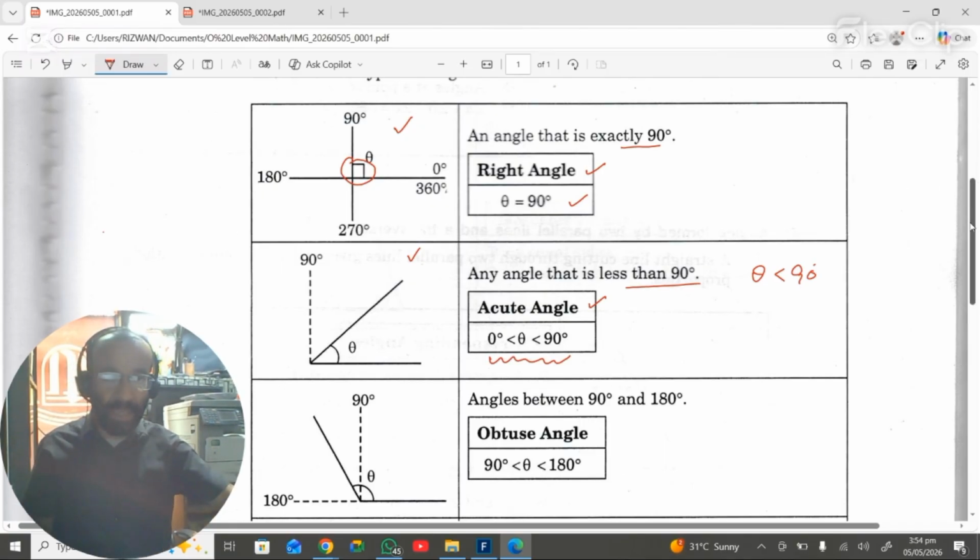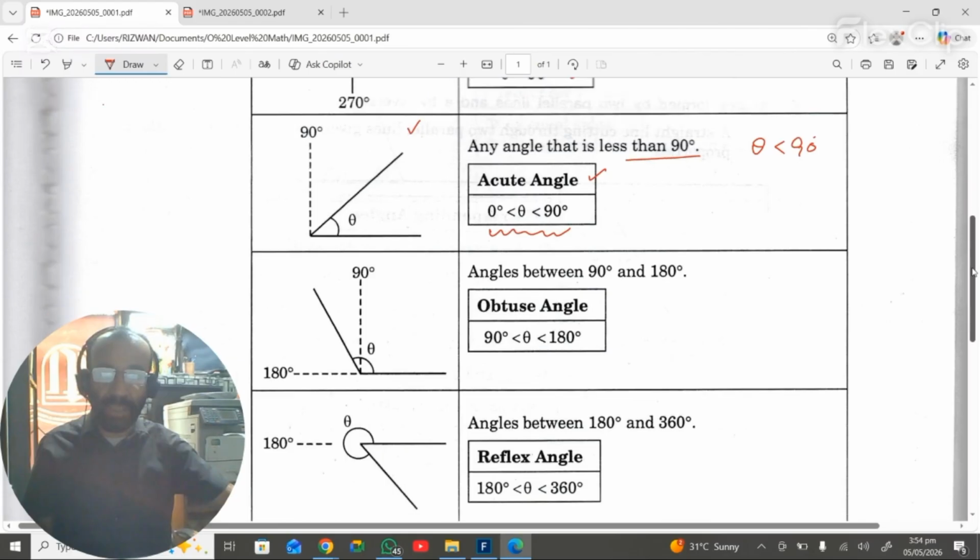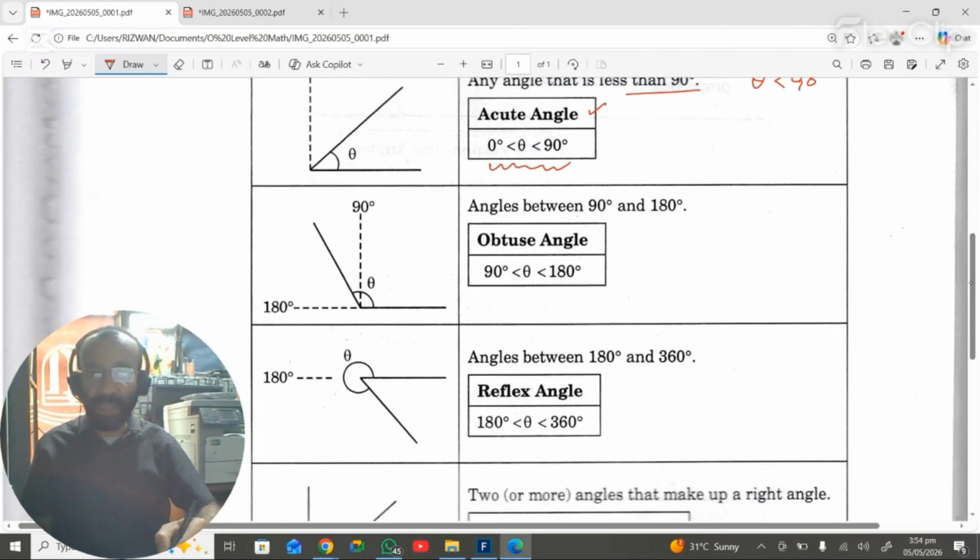The next type is obtuse angle. So this is the range of the obtuse angle. Any angle that is greater than 90 degree and lesser than 180 degree is called obtuse angle, and this is a type of the obtuse angle. So look now, this is the angle which is greater than 90 degree. So this is a type of the obtuse angle.